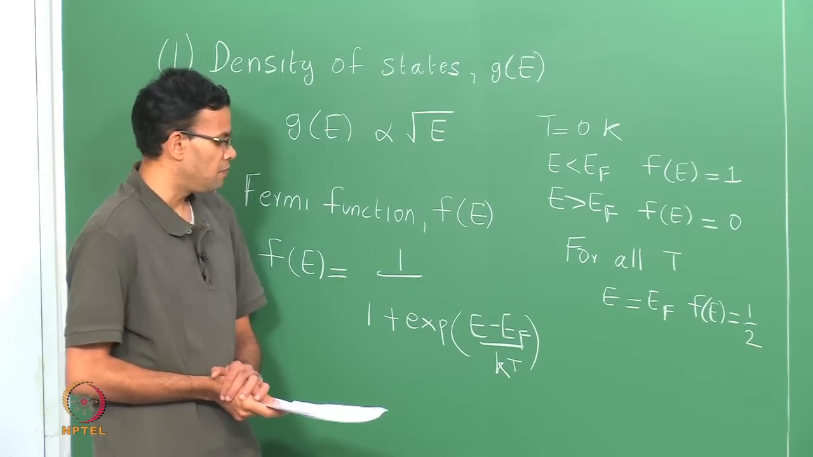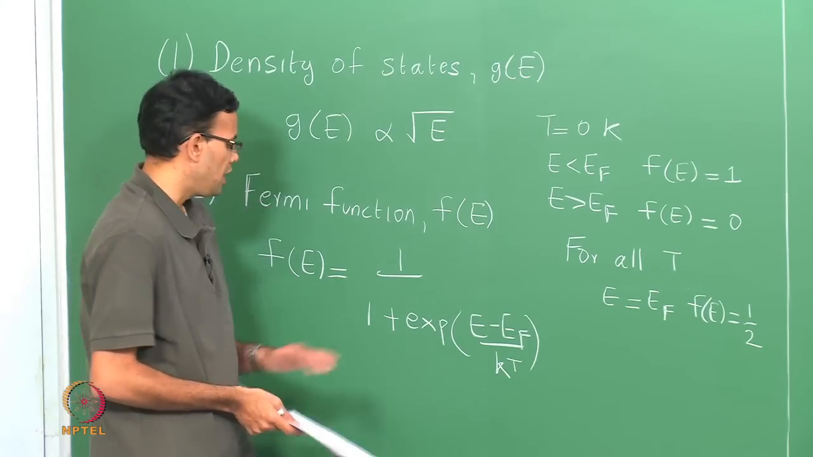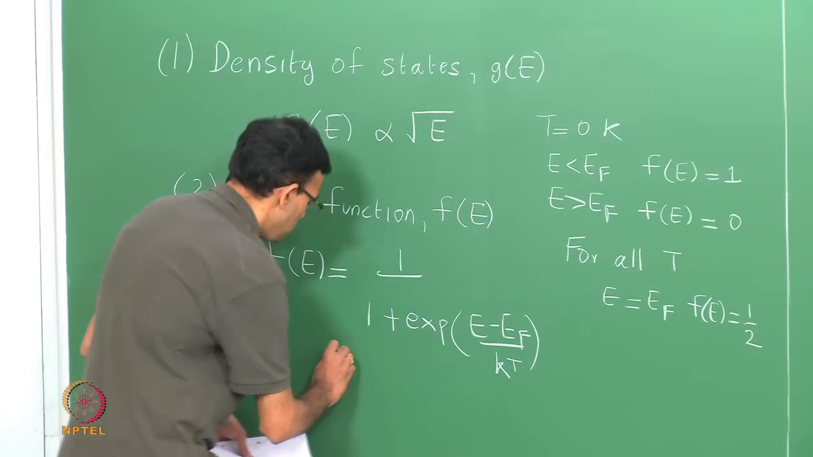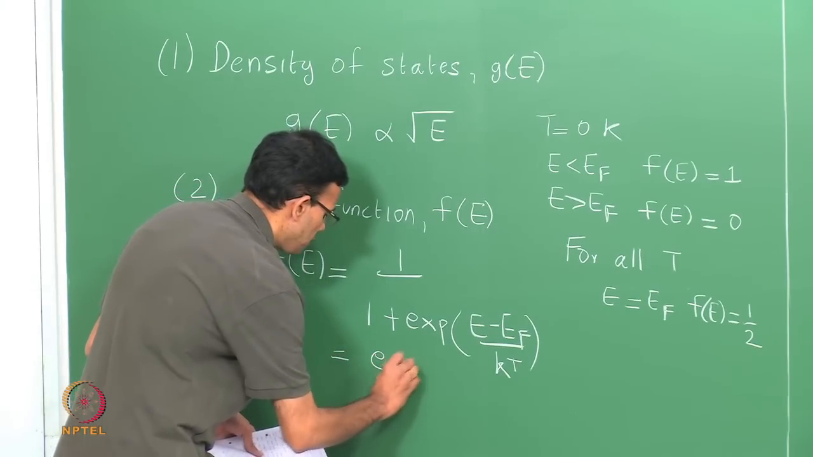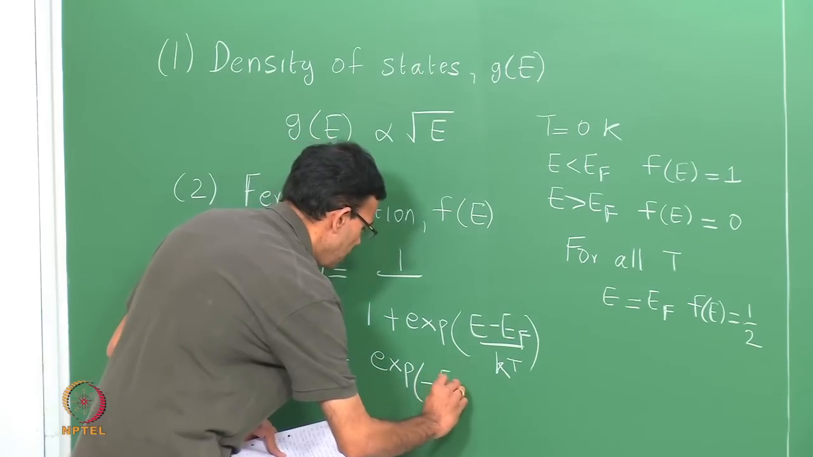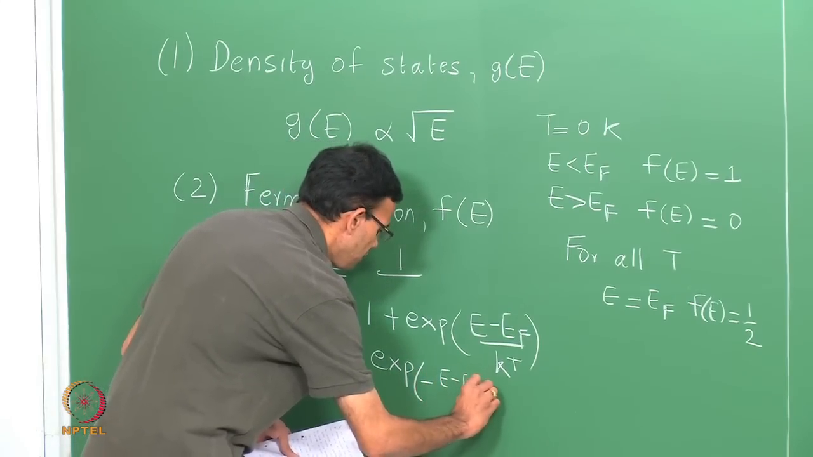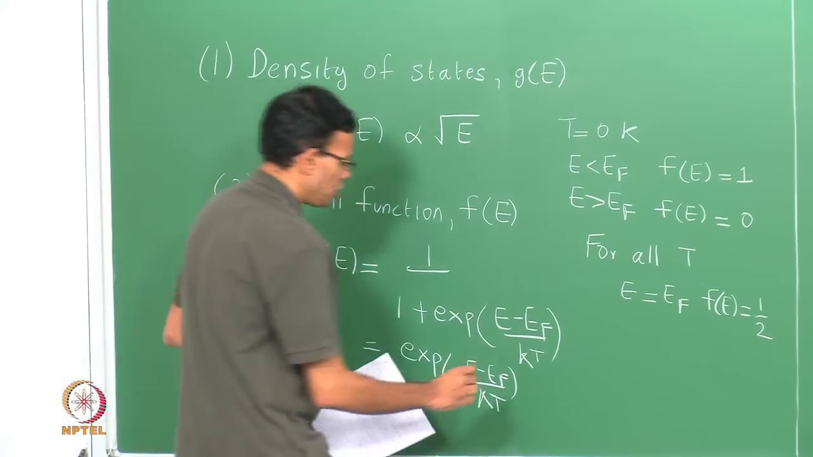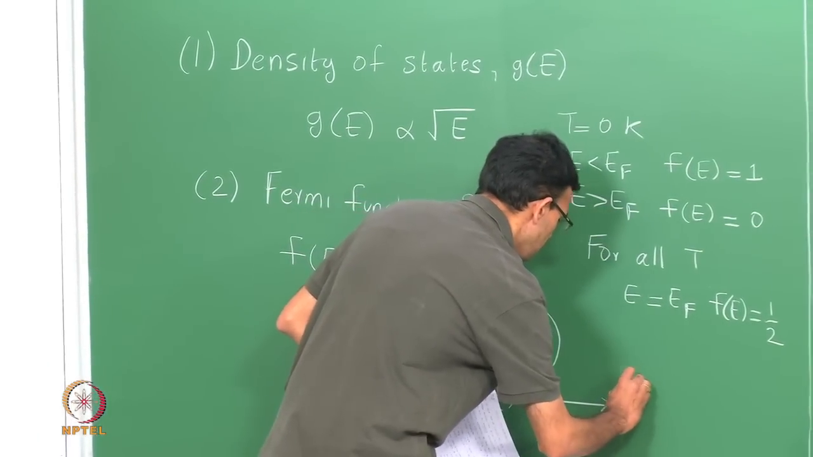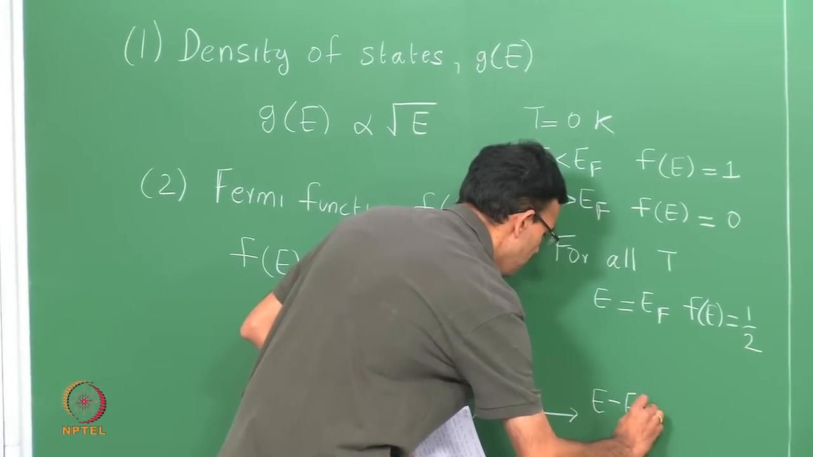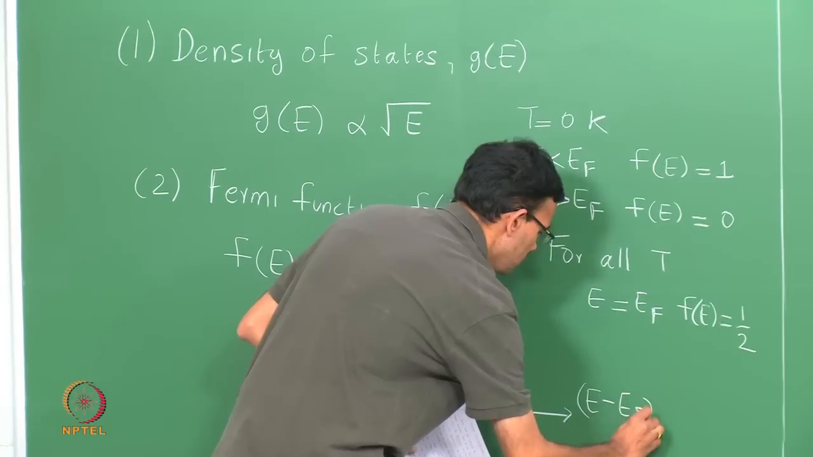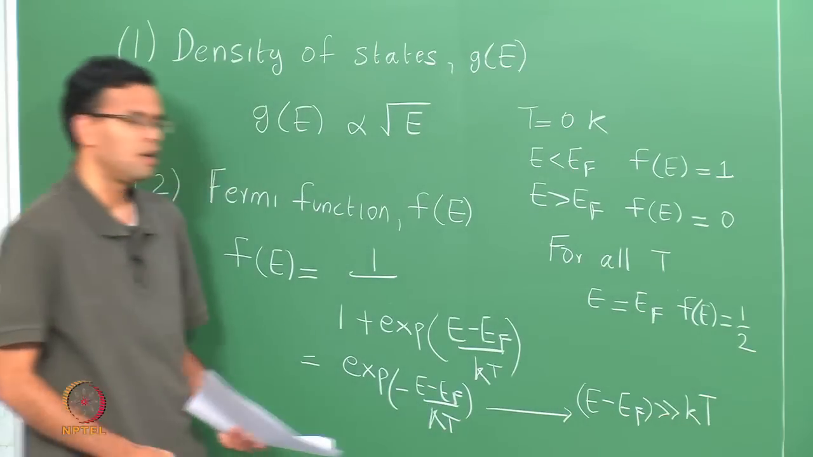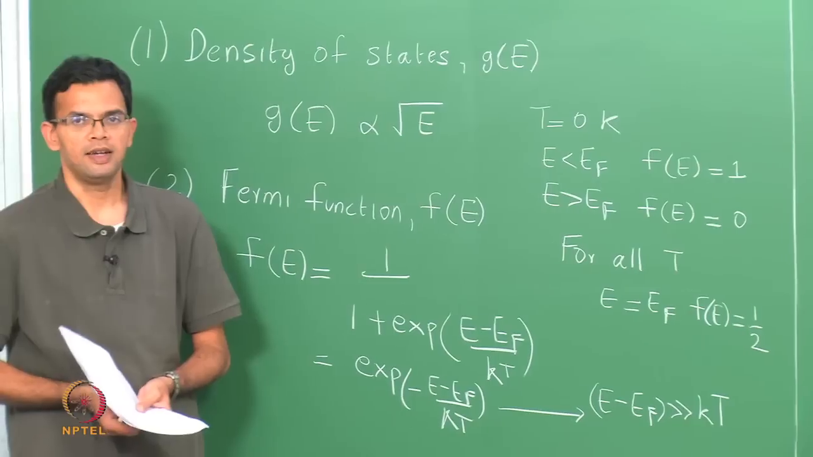When the energy is much higher than k T, we can approximate the Fermi function by a Boltzmann function. So, this becomes exponential minus E F over k T, which is the Boltzmann function, and this is true. So, this is what we looked at last class.